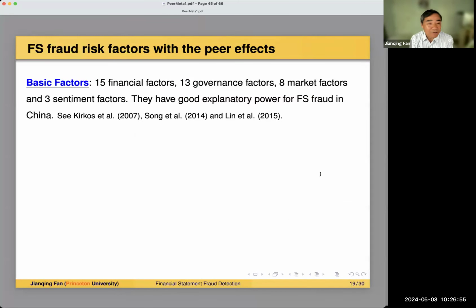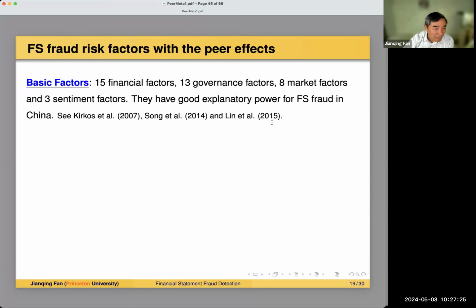And then the next thing, I know time is running quickly. The next thing we define is the risk factors, within and the peer effects. In this case, we use 39 popular and well-defined factors. Among those, 15 are financial factors, 13 are governance factors, eight are market factors, and three are sentiment factors. They are known to have good explanatory power for financial statement fraud in China.